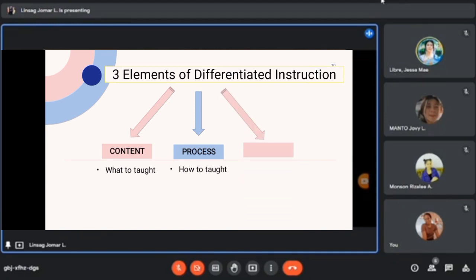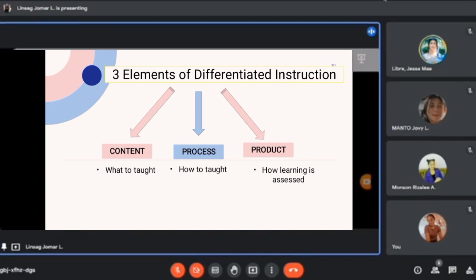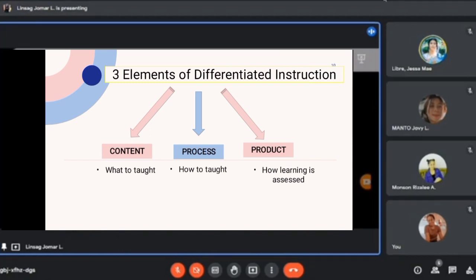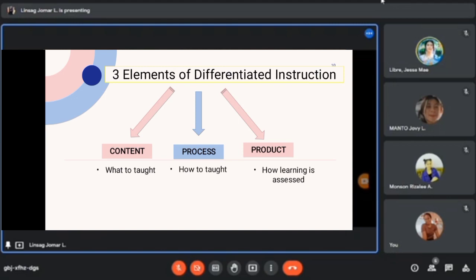Okay, so next to process is the product. How learning is assessed. It refers to the artifact or item that students can use to demonstrate their knowledge, understanding, and skills. A good product allows students to apply what they can do, extend their understanding and skills, become involved in critical and creative thinking, and reflect on what they have learned.